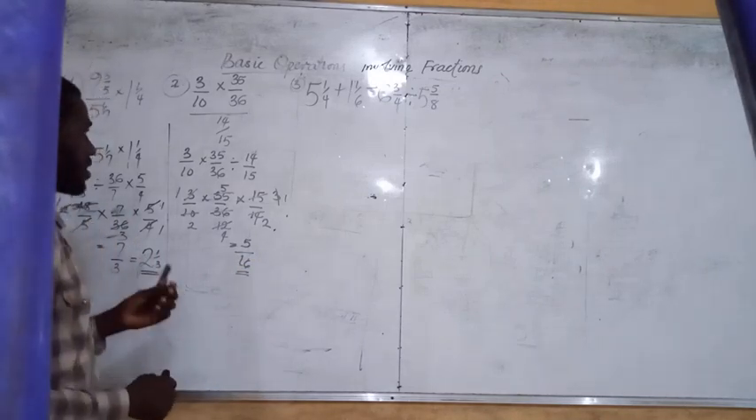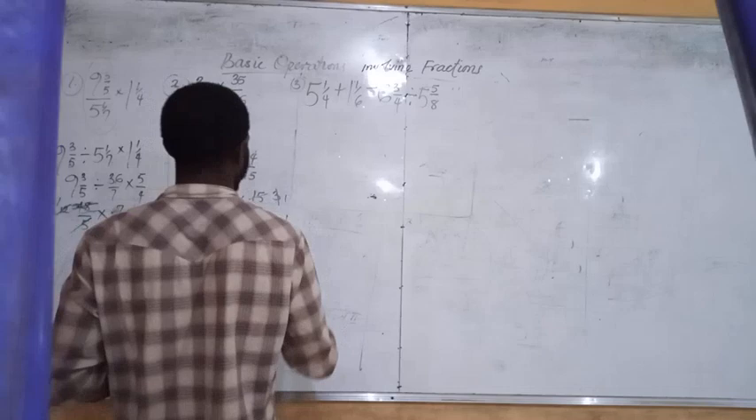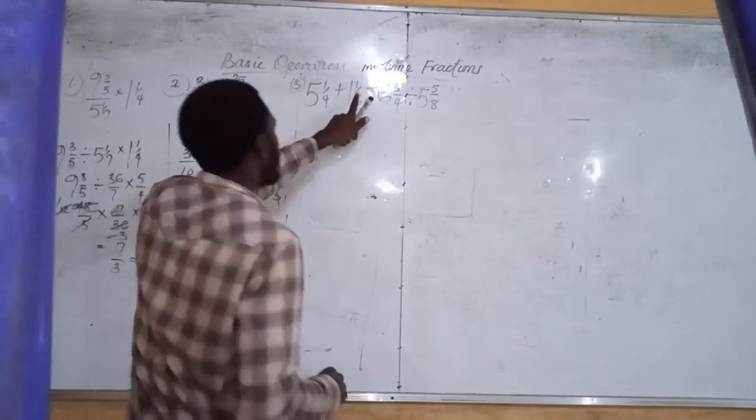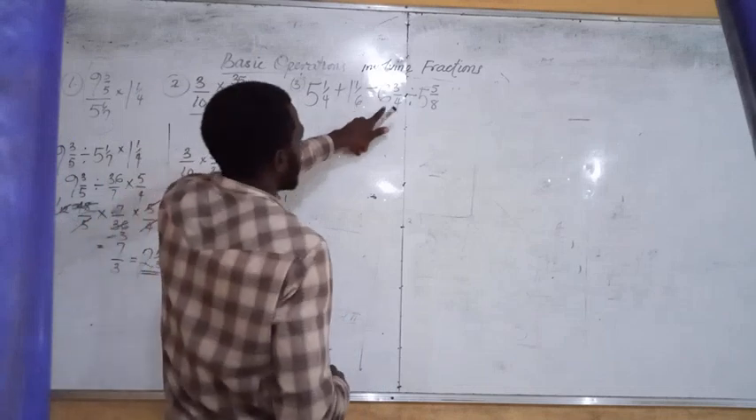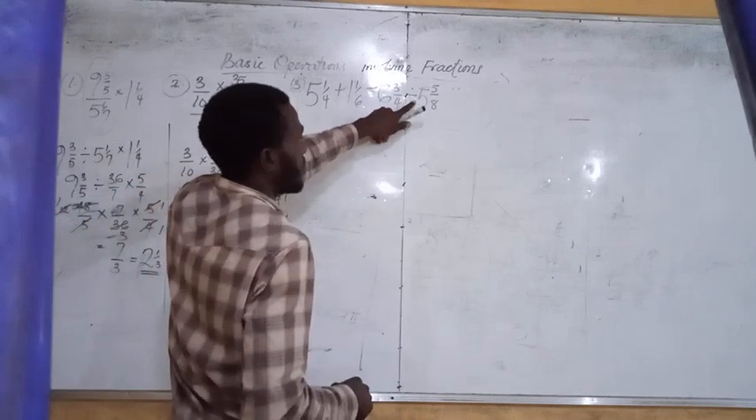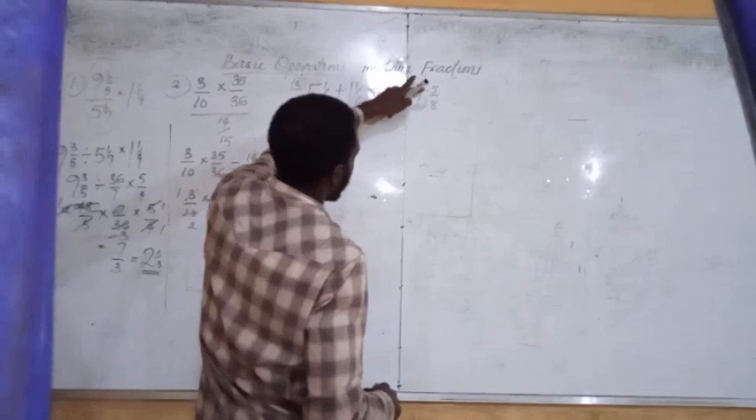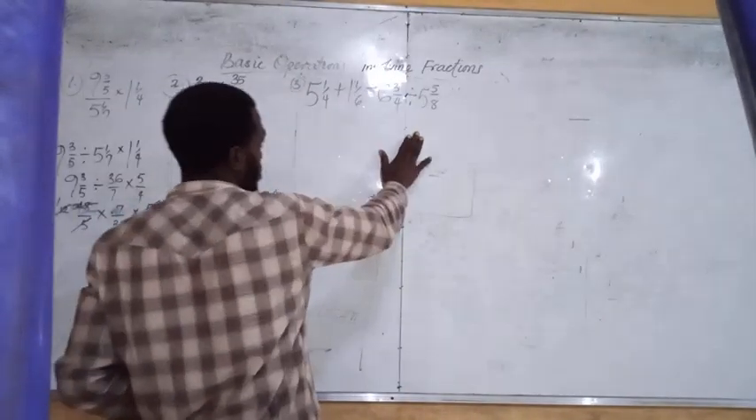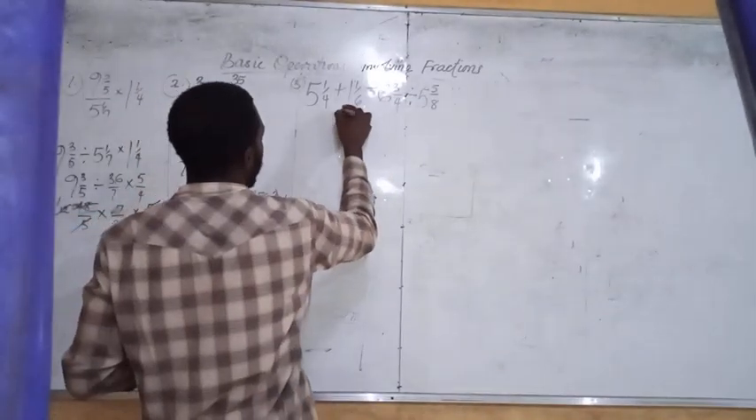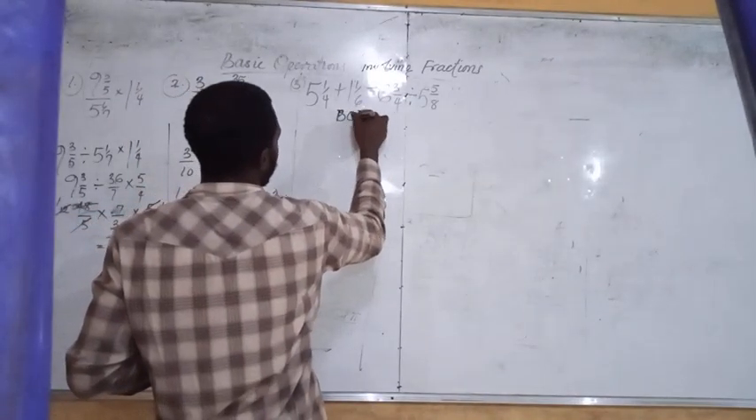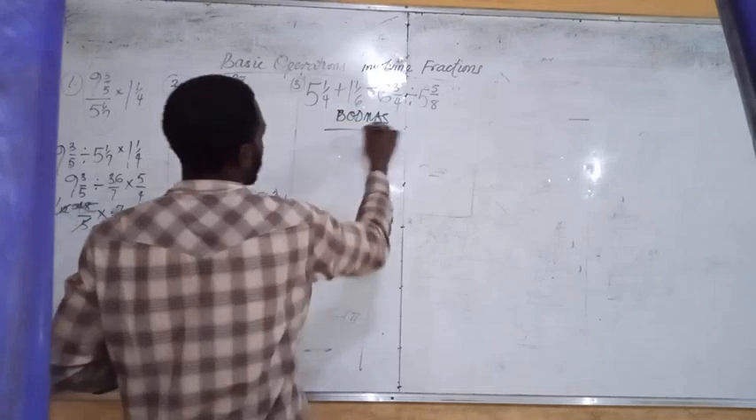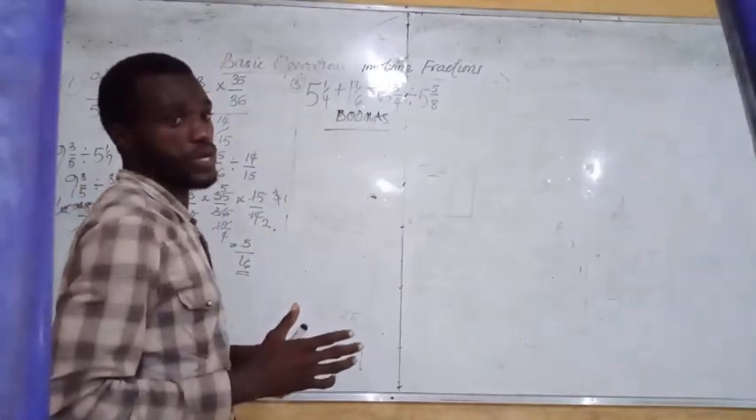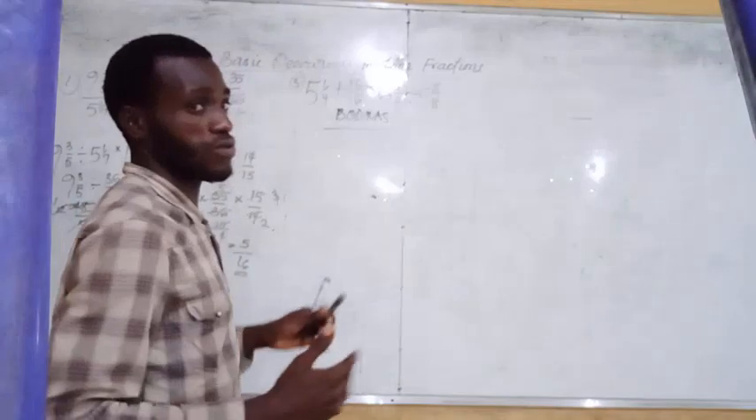Alright, the next question, number 3, is 5 whole number 1 over 4 plus 1 whole number 1 over 6 minus 3 over 4 divided by 5 over 5 over 8. Remember that I said that when we have mixtures of operations like this, we use BODMAS to locate our priority of solving the questions. So we are going to prioritize some expressions over the others.